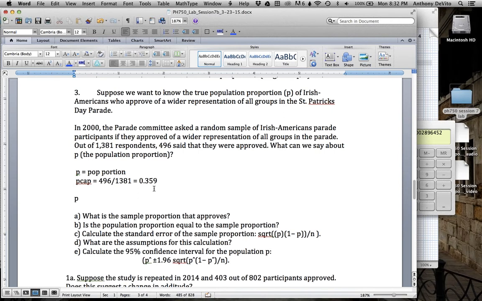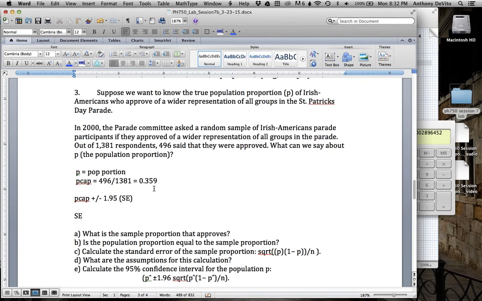It's going to be equal to P cap plus or minus 1.96, because we're always going to use the z-score times the standard error. Okay, so let's calculate our standard error. Standard error is going to be equal to the square root of 0.36 times 0.64, all of that divided by the sample size, which was 1381. And this is going to be the square root of this entire thing.